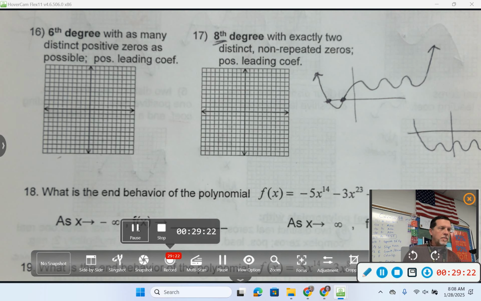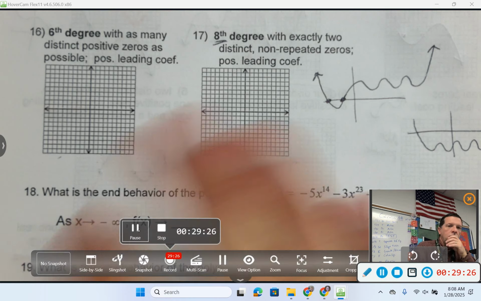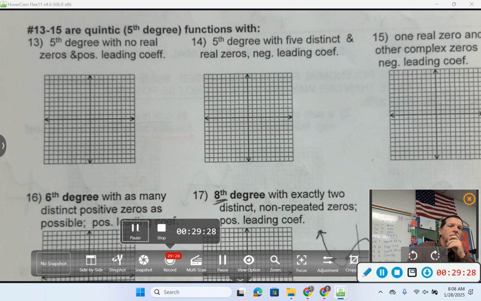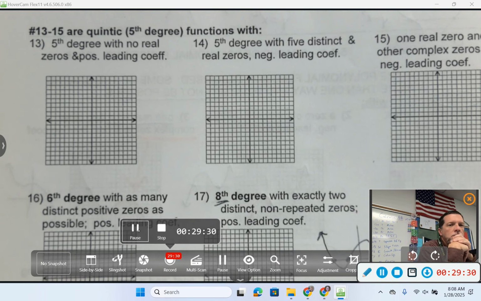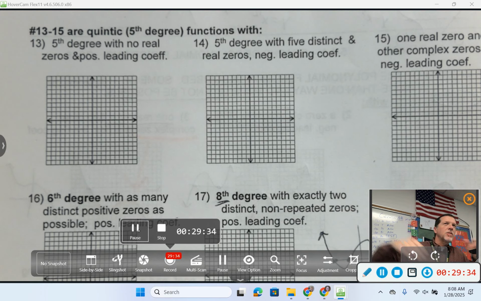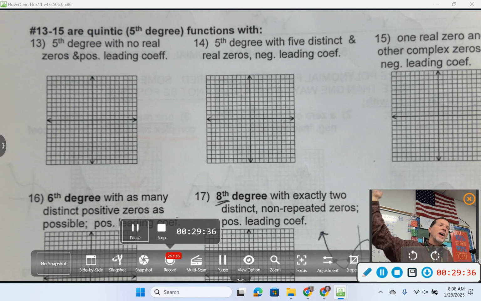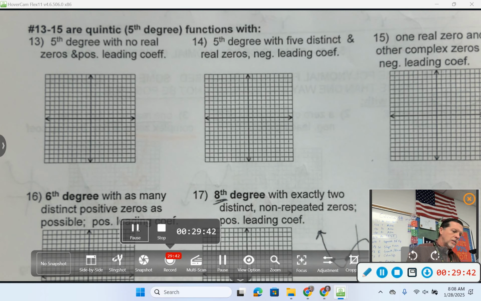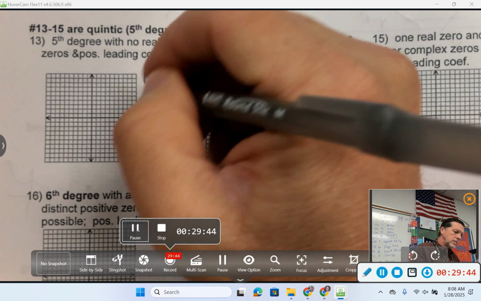Number 13. Cody says 13's not possible. 5th degree. So they're doing opposite things. So yeah, somewhere you're crossing an axis, either heading up or heading down. So yeah, that 13 wouldn't work. Are they both infinity?